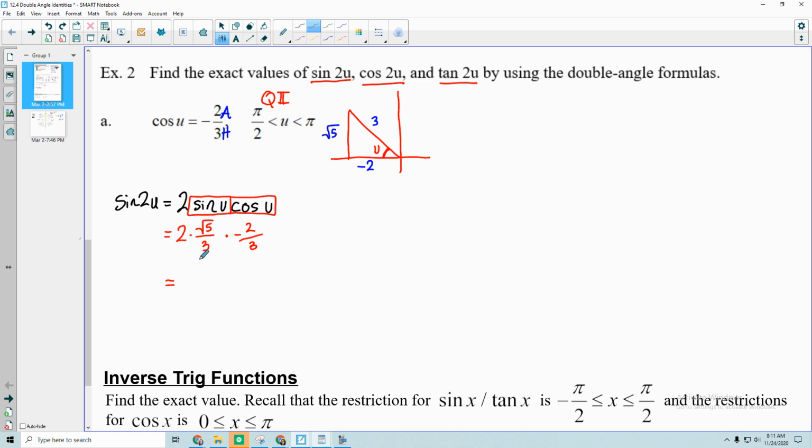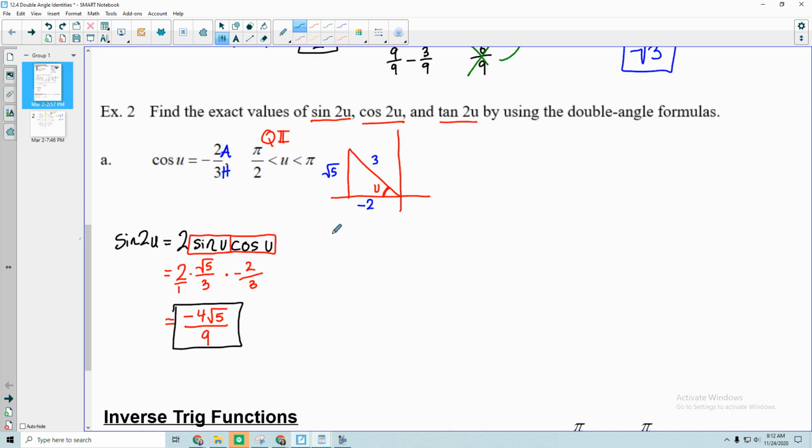So here I can think about this 2 with a 1 underneath it, so I'm just multiplying all the numerators straight across. So 2 times square root of 5 times negative 2 gives me negative 4 square root of 5. And then 1 times 3 times 3 gives me 9. All right, so that would be my double angle for sine.